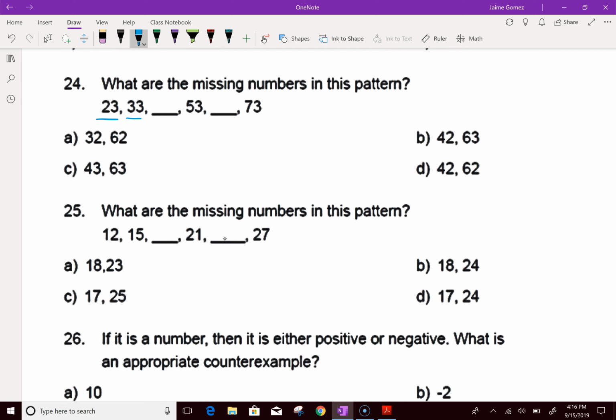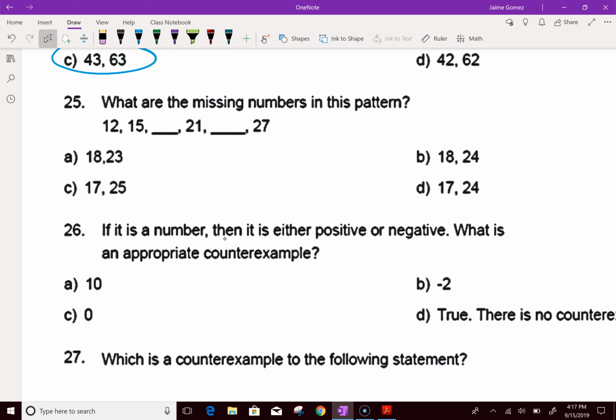23, 33, that's plus 10. So another plus 10 would be 43. If I put plus 10, do I get 53? Yes. Plus 10 again, you're going to get 63. So 43 and 63.